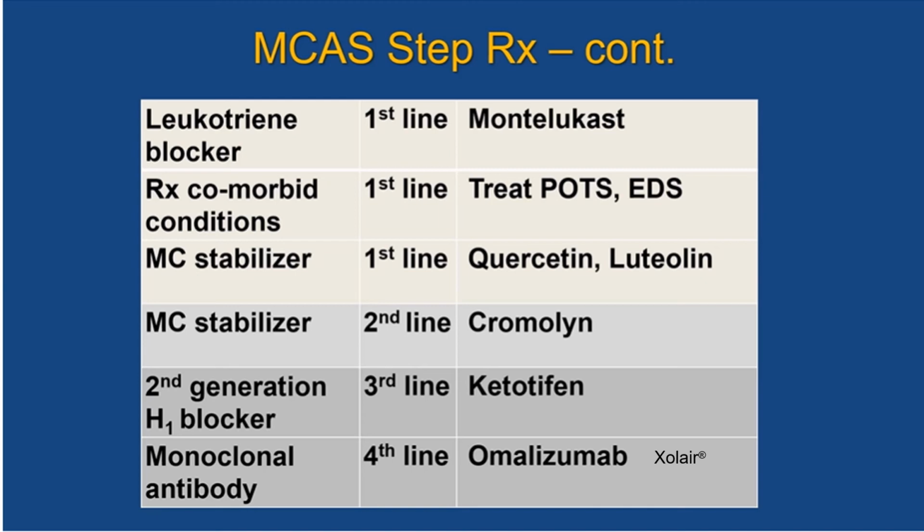And then, of course, lastly are what we call the fourth line treatments, which are monoclonal antibodies such as Xolair. But I'm not a big fan of monoclonal antibody therapy or biologics because of all the side effects and the collateral damage that can occur. So I would typically start off with some of the natural things like quercetin or luteolin as first line for me, and then bring in some H1 and H2 blockers.